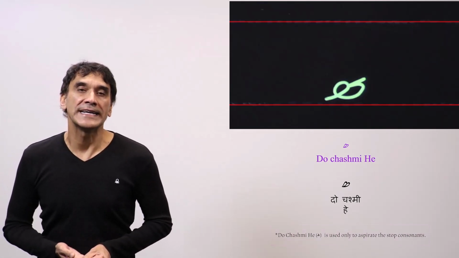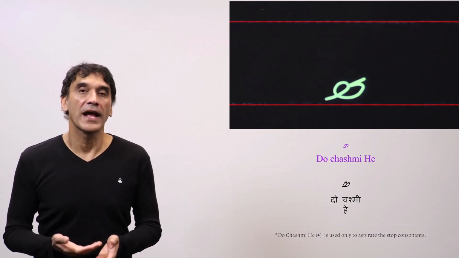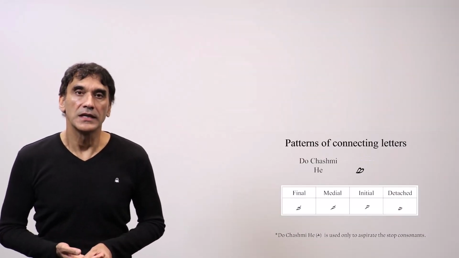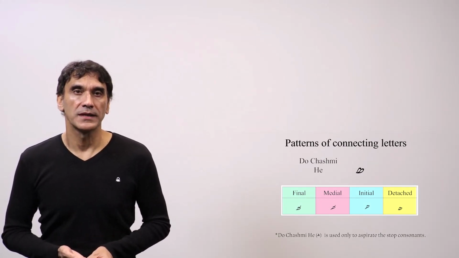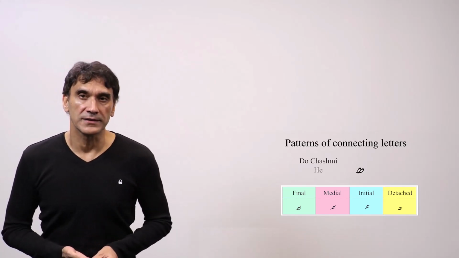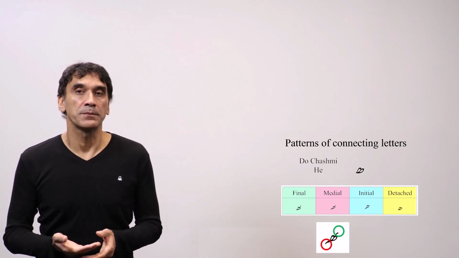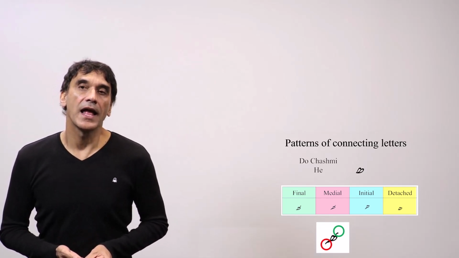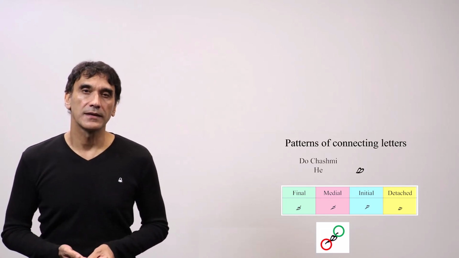Before we go into details, let's see how Do Chashmi He is connected with the letters before and after. The shape of Do Chashmi He is more or less the same in all 4 forms. It is all about where the previous letter and the following letter will be connected. So here you can see in the picture, the green circle shows where the previous letter will be connected and the red circle shows where the following letter will be connected.